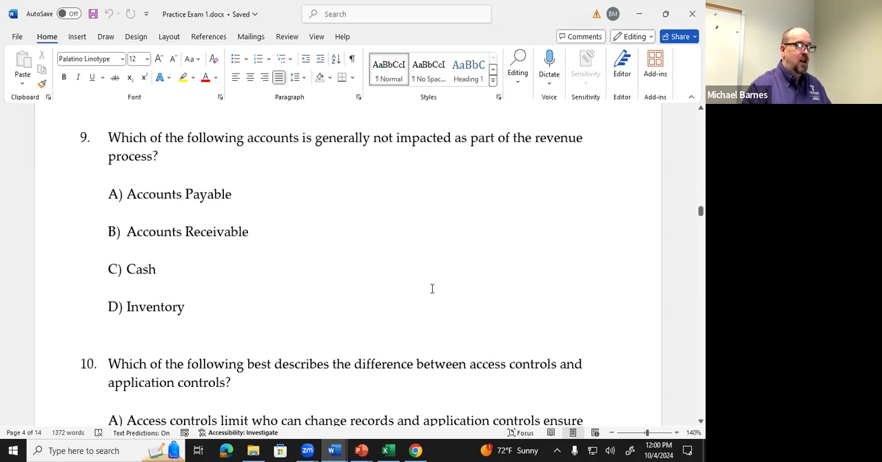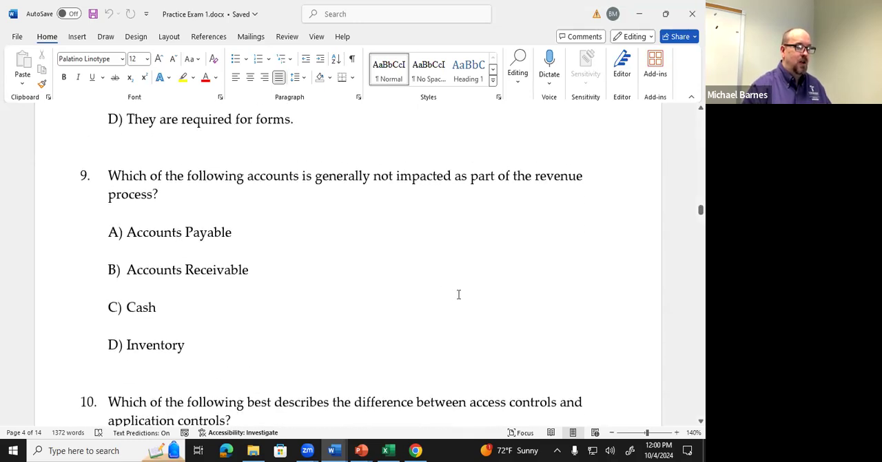Which of the following counts is generally not impacted as part of the revenue process? All right. This should be a pretty simple question. A lot of people get confused as to what I'm asking. So revenue process, what does that deal with? Well, generation of revenues. What are the things that get involved in generation of revenues? Recorded accounts receivable. We generate sales. We collect cash. What does not get generated as part of revenue? Accounts payable. Accounts payable is part of the purchasing process.